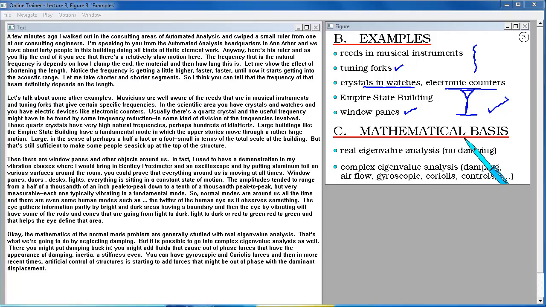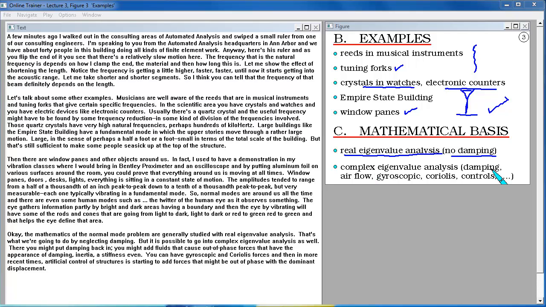Okay, the mathematics of the normal mode problem are generally studied with real eigenvalue analysis. That's what we're going to do by neglecting damping. But it is possible to go into complex eigenvalue analysis as well. There you might put damping back in.